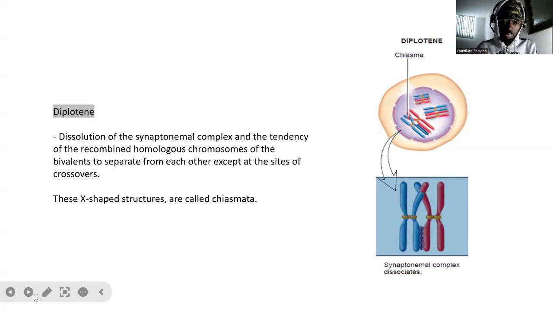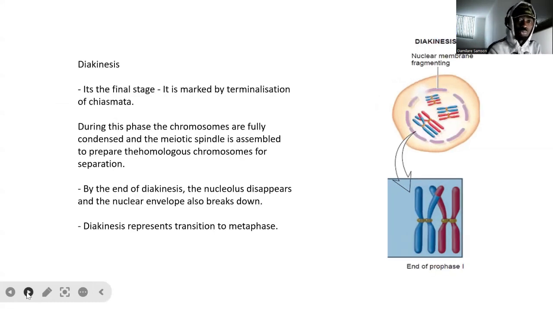Just take note of all those terms, please. We go to the next one, diakinesis. Let's come to the diagram also. Nuclear membrane fragmentation. The nuclear membrane is disappearing already. Everything disappears at the prophase, so then you don't see it again. Now, you will still have this crossing over here. Genetic material is still being exchanged between the two of them.